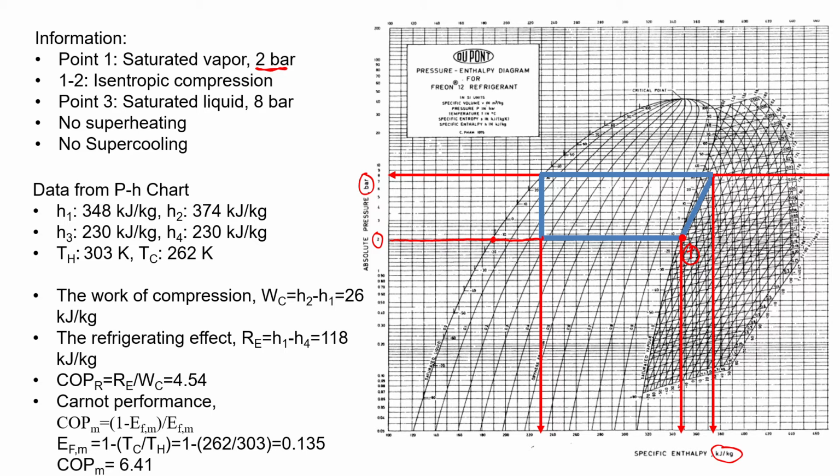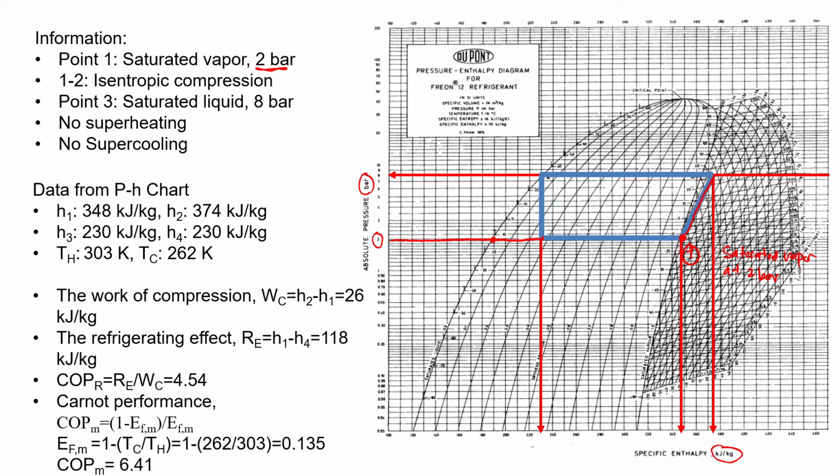Okay, saturated vapor at 2 bar. So at 0.1, I write here saturated vapor at 2 bar. 0.2 is isentropic compression. Isentropic will follow this line. Okay, and then what we know is 0.2 is saturated liquid at 8 bar.